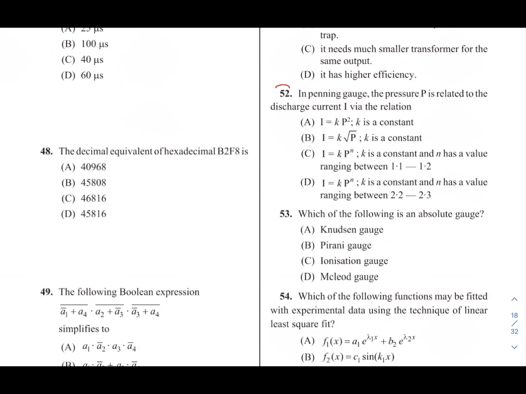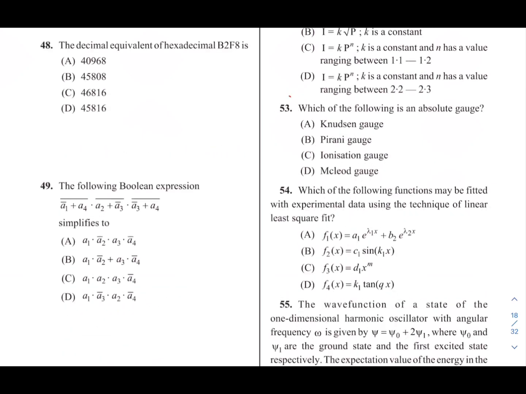Problem number 52. In a Penning gauge, the pressure P is related to the discharge current I via the relation I equals K P to the power N, where N varies from 1 to 1.4. So I see the value in option C is given from 1.1 to 1.2. So this should be the correct answer.